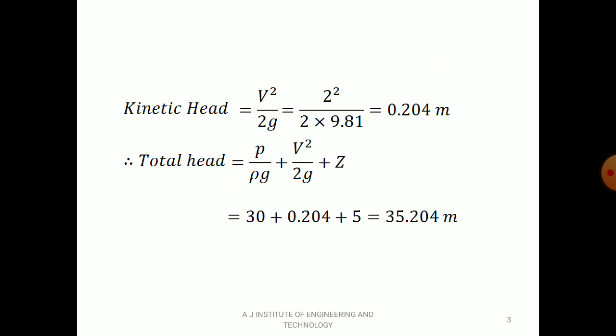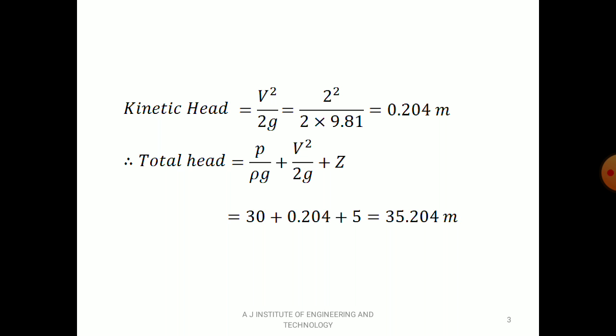You have to remember the density of water. Next is the kinetic head, which is related to kinetic energy, or velocity. So V square by 2g. V is the mean velocity given in the problem, 2 meter per second. 2 square divided by 2 into 9.81 is equal to 0.204 meter. So that is the value of the kinetic head, again the unit is meter. Therefore the total head is a summation of pressure head, kinetic head and datum head. The datum head is already given in meter, that is 5 meter, the pipe is 5 meter above the datum. So 30 plus 0.204 plus 5 is equal to 35.204 meter.